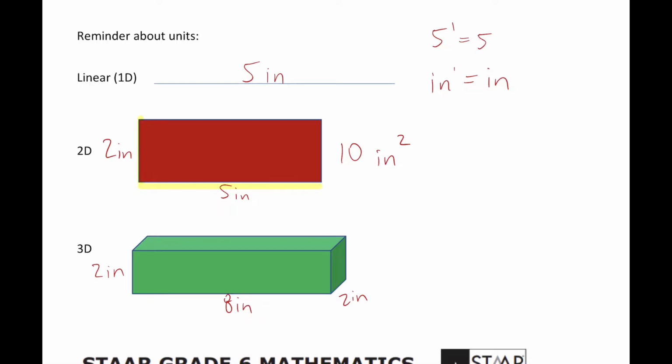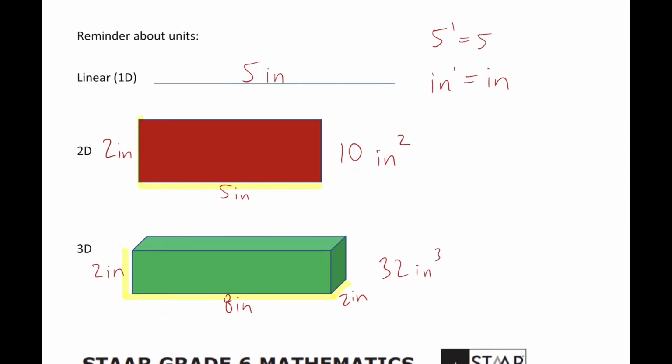For a 3-dimensional object, I'm going in 3 directions or 3 dimensions: length, width, and height, or base area and height. And I'm just multiplying those together. So 8 times 2 is 16, times 2 is 32. And these are inches times inches times inches, which is inches cubed.